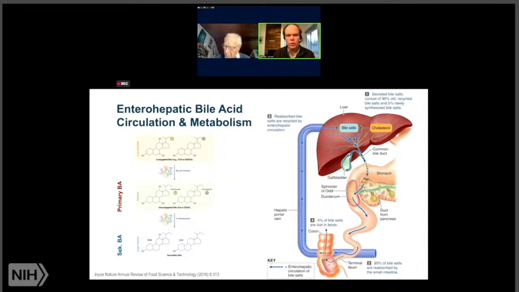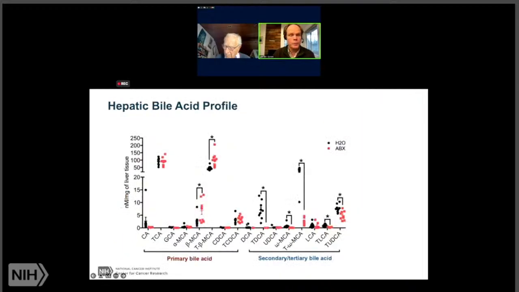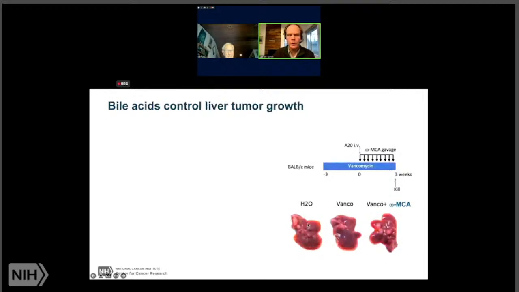So based on this knowledge, we looked at this mechanism in more detail. We looked at the primary bile acids in the liver and the secondary bile acids in mice treated with antibiotics, and you can see that indeed there is an increase of primary bile acids and a reduction of secondary bile acids. So we treated mice with bile acids and asked, can we actually use bile acids to control tumor growth?